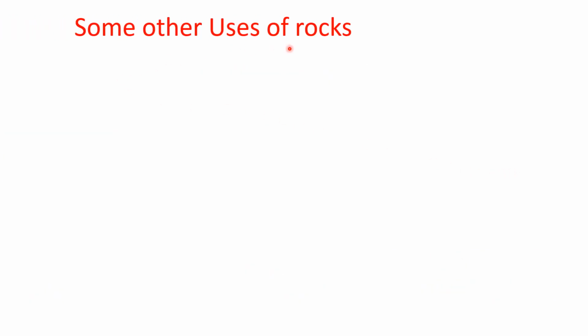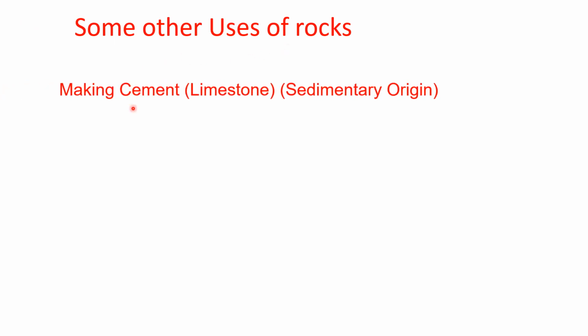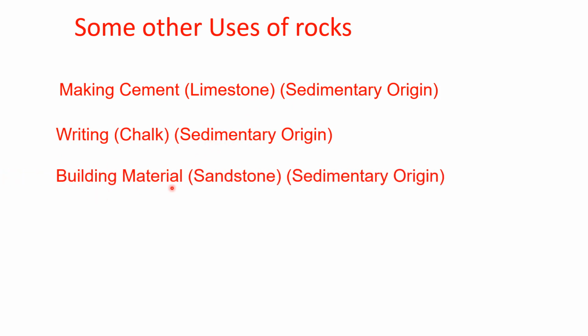Some other usage of rocks: making cement. Limestone is used to make cement, and limestone originates from sedimentary rocks. Writing chalk, building materials, and bath scrub. Example, pumice, which is got from igneous rocks.